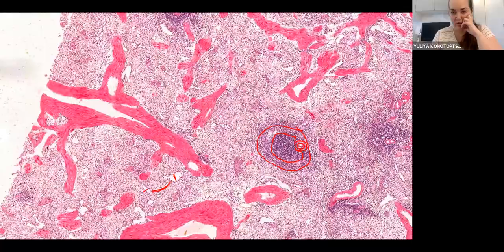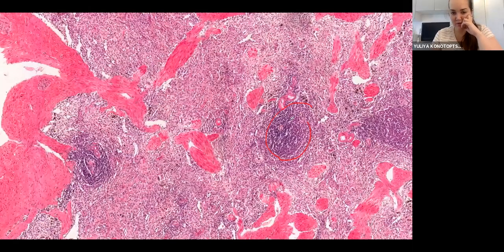Now take a look here. This is your white pulp. Everything else is the red pulp. And you can see that there is some kind of vessel within the red pulp. This is a penicillar arteriole. That's how it looks. It looks very similar to the central arteriole, but here it is sitting within the red pulp.